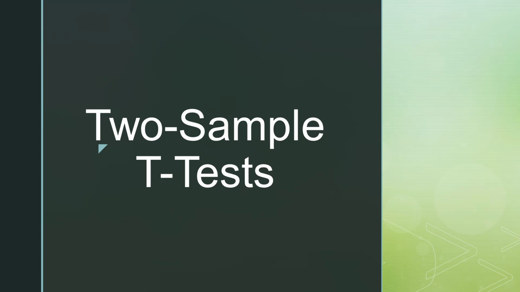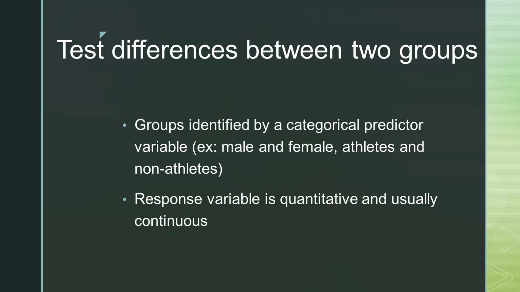A two-sample t-test allows us to determine whether there is a statistically significant difference in means between two groups. The two groups are identified by a categorical predictor variable. The response variable is quantitative and most often continuous.